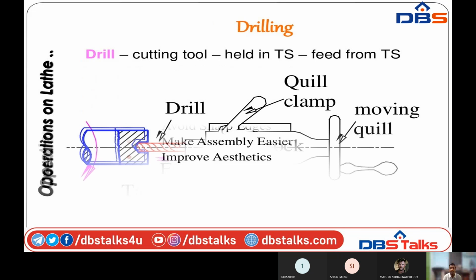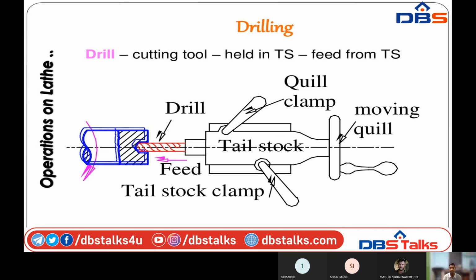Drilling process. The drilling process is similar to other operations, but here the cutting tool is fixed at the tailstock, not placed at the tool post. Here I am placing the cutting tool inside the tailstock. By moving the tailstock along the axis of the workpiece, the drilling operation can be done. The difference between other operations and drilling is that in other operations the tool is placed at the tool post. In drilling, we fix the tool at the tailstock. By moving the tailstock forward toward the workpiece, drilling operations can be performed on the given workpiece.